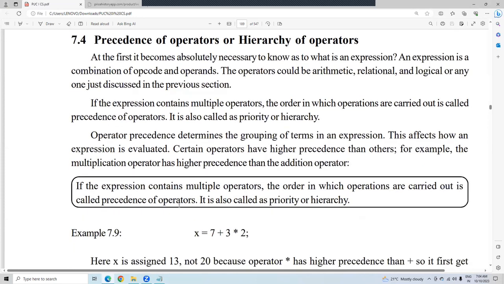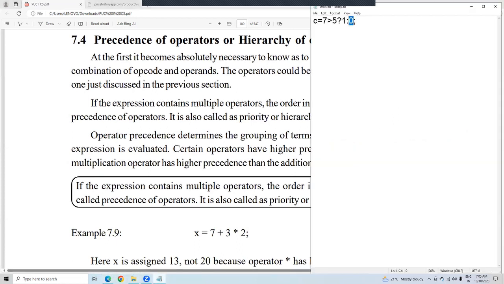Precedence of operators or hierarchy of operators. See, in mathematics, you follow the BODMAS rule. Like for example, say the equation 7 into 5 plus 9 divided by 3 minus 2 plus 4 is there. In this equation, more than one operator is involved. Multiplication is there, division is there, minus, plus, everything is there, right? Now in such a case, how do we have to calculate this?